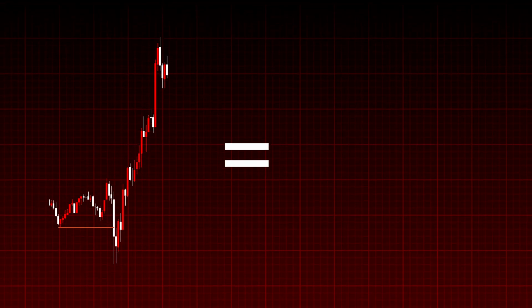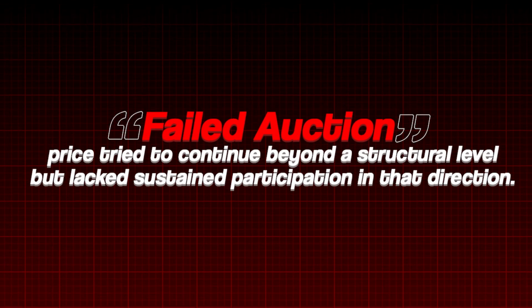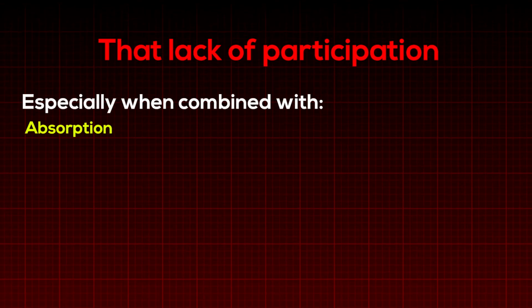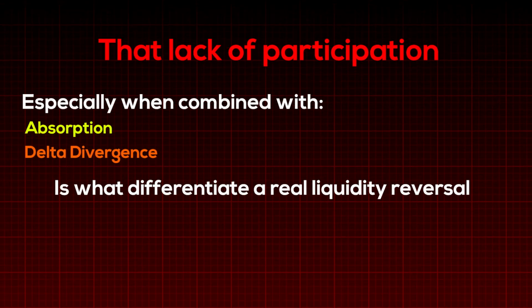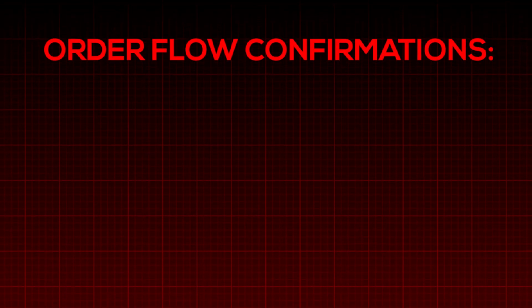In order flow mechanics, a liquidity sweep is essentially a failed auction at a structural extreme. A failed auction means price tried to continue beyond a structural level, but lacked sustained participation in that direction. That lack of participation, especially when combined with absorption and delta divergence, is what differentiates a real liquidity reversal from just a breakout. When price reaches that level, what we look for next is order flow confirmation.